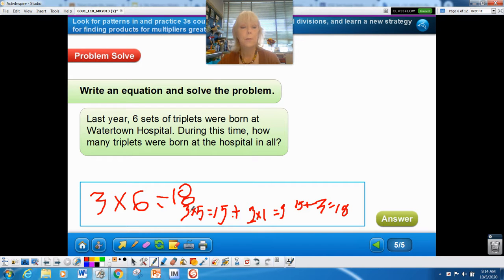18. Notice how I showed my work, but am I done yet? Because the question is asking during this time, how many triplets were born at the hospital in all? So even though triplets are a group, each one of those individual little human being babies are called a triplet. They're still a triplet. They're 1 out of 3. So we have 18 triplets. So remember, we want to remember to label 18 triplets. And we would write also, were born at the hospital.